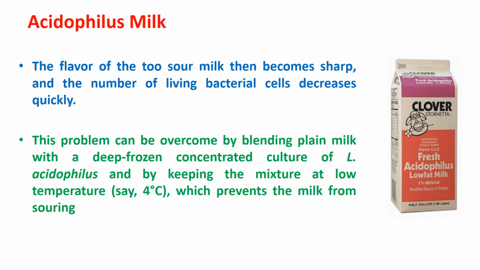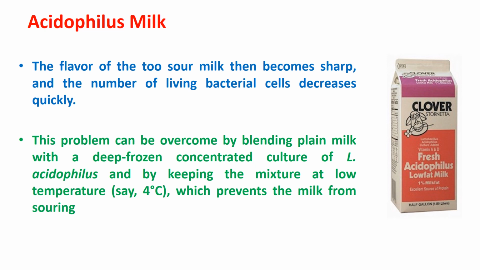This acidophilus milk has two important issues. One is because of the high fermentation and acidity, the flavor of the sour milk becomes too sharp, and due to this high acidity, slowly the bacterial cells will be reduced. That's an important problem with the acidophilus milk.